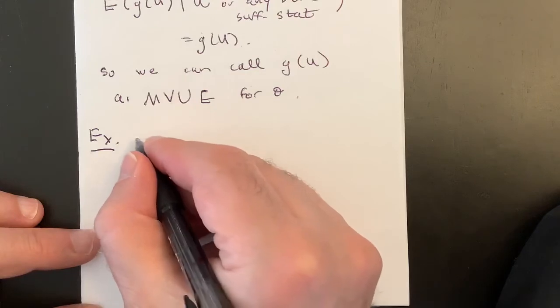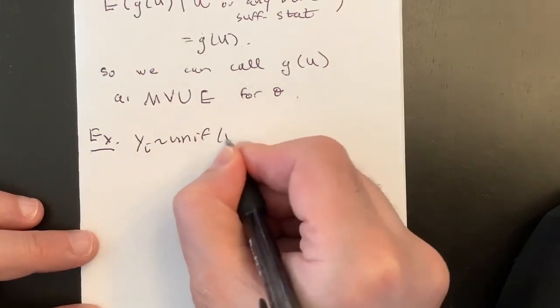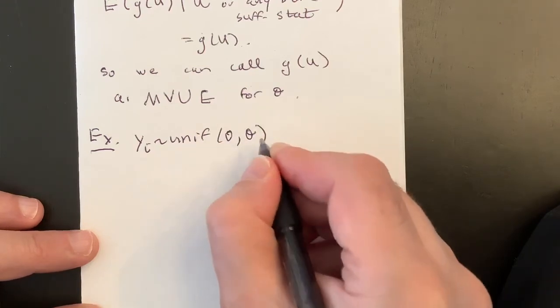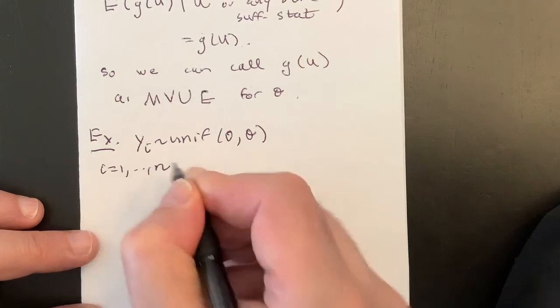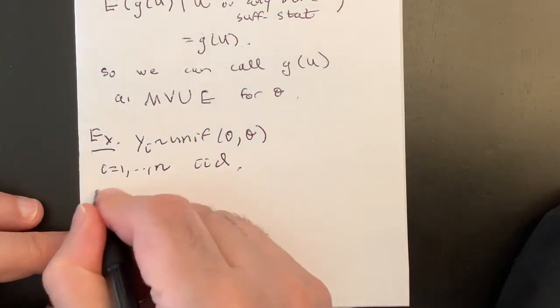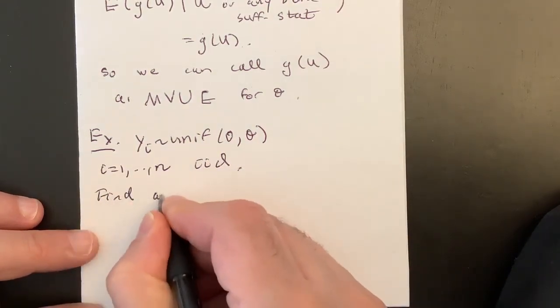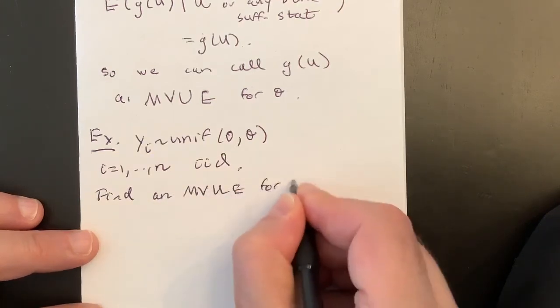Okay, so let's do an example. Suppose we have a sample Yi that is uniform on (0, theta), where i equals 1 to n, iid. Okay, so let's find an MVUE for theta.